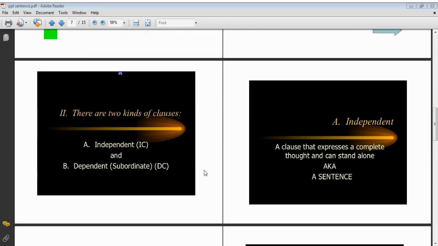Then we come to the next concept. There are two kinds of clauses. Now we have to see how many clauses can be there in a sentence.